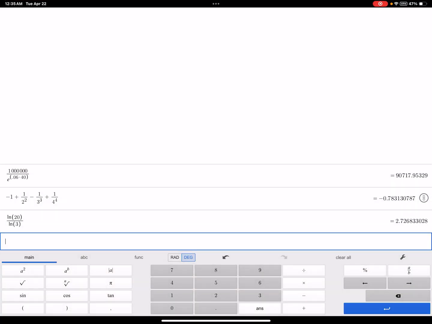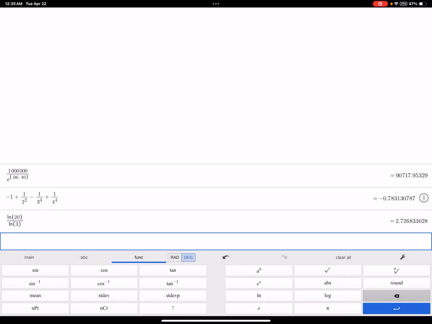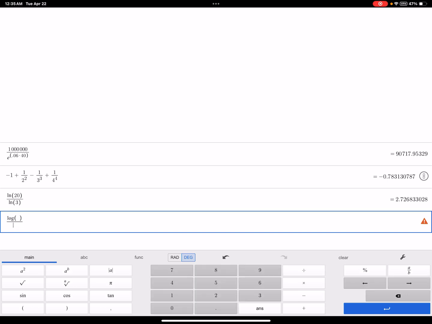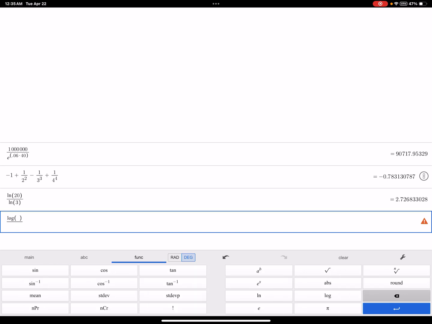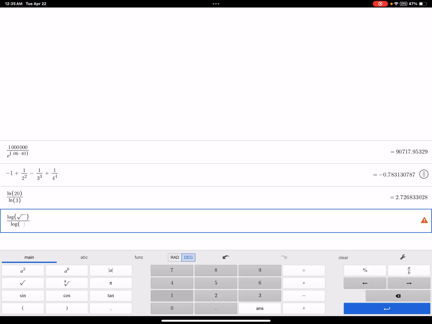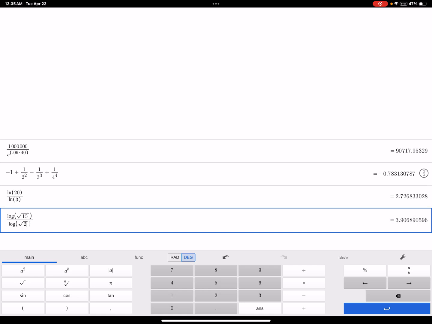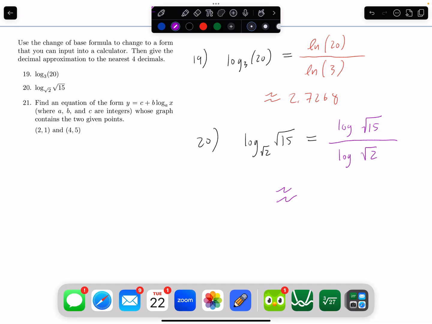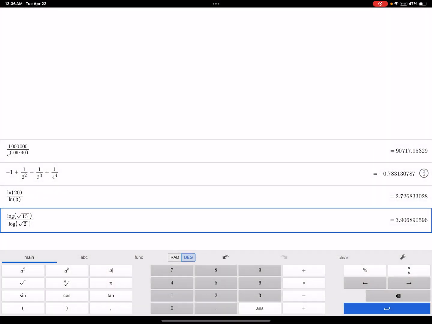Just an idea to show you guys something. So let me do this first. Log over log. And this was square root of 15 up top and square root of 2 down below, right? So I got about 3.90689. Let me just double check I have the right numbers. 15 over 2, yeah, 15 and 2.